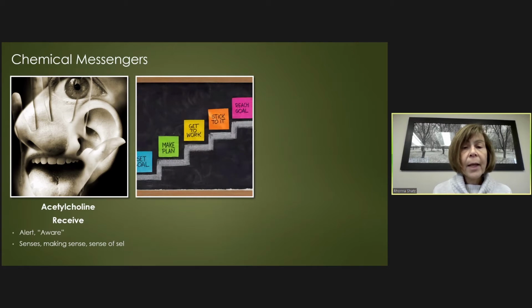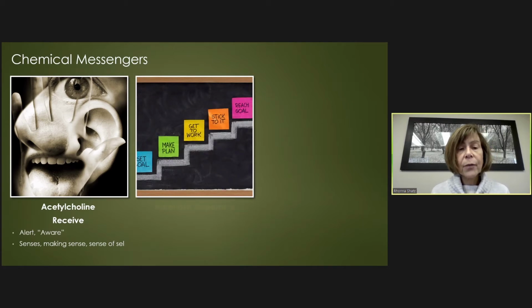One of these chemical messengers is acetylcholine. This is a chemical messenger that gives us the signal to receive information, to be alert and aware. And it is involved in coordinating our senses, which make sense of the world and give us a sense of self.